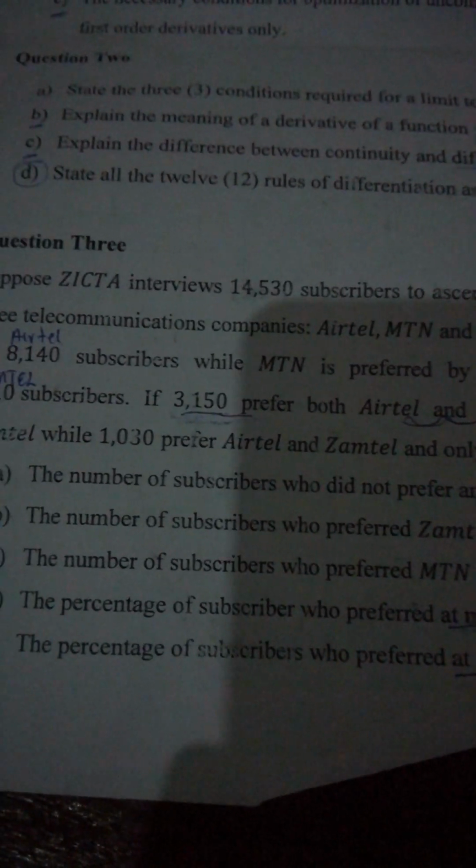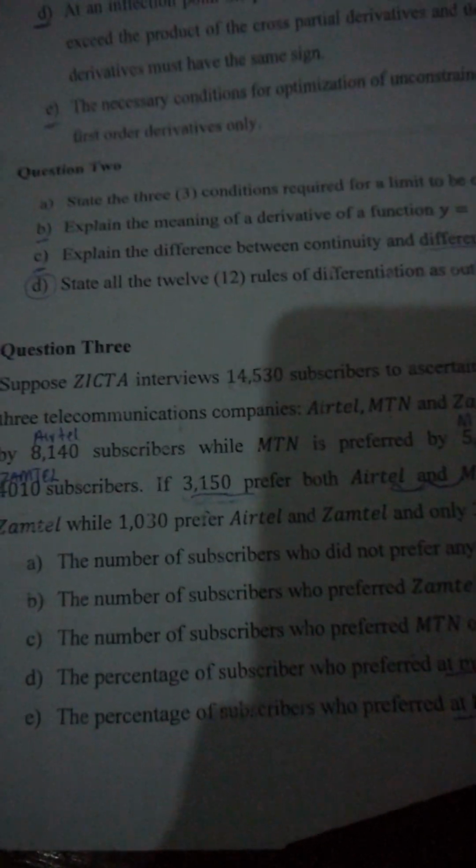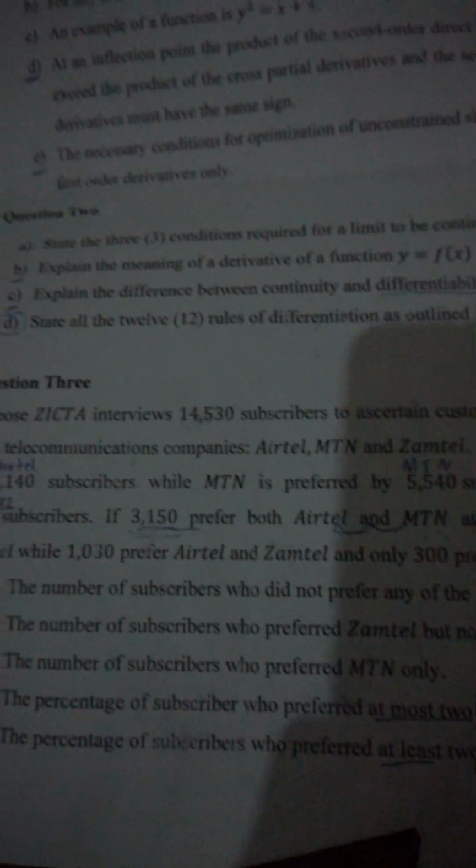In this video, we're going to solve question 3. It's a continuation on the paper that we've been solving. That's mathematics for economics. So pardon me for taking this video in the night.